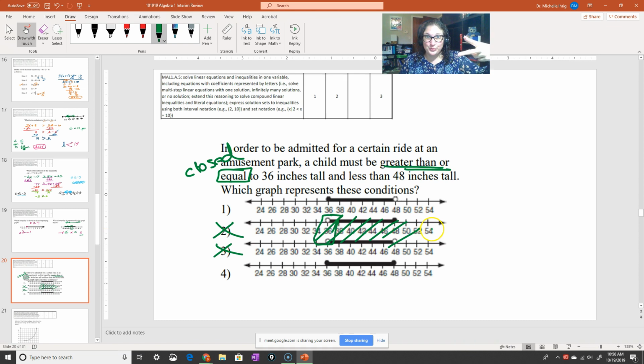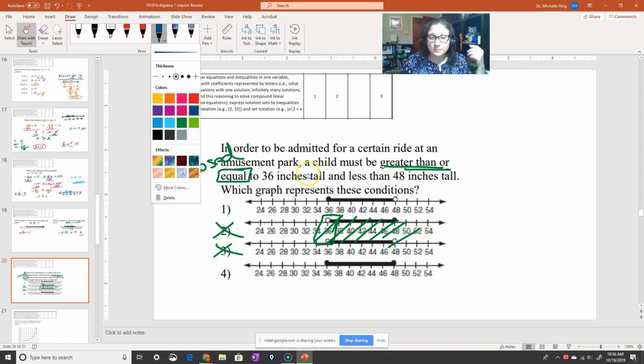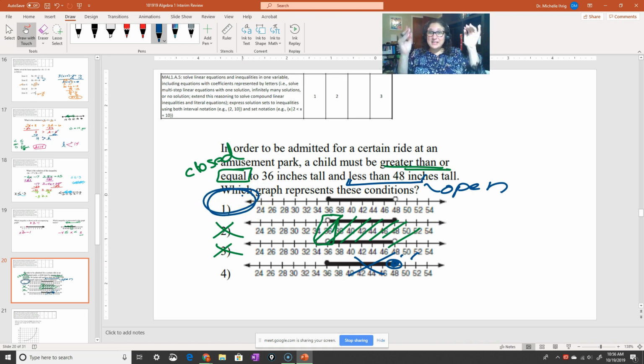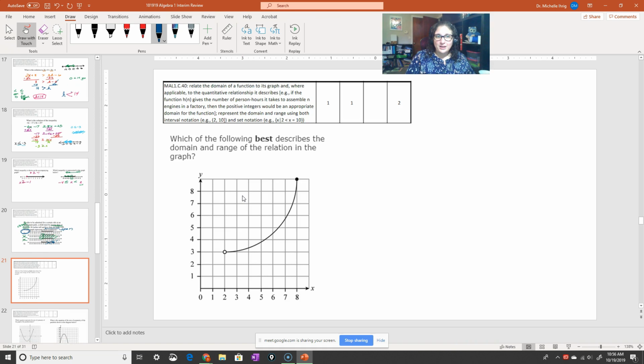Now I'm only between 2. Then it says it's got to be greater than or equal and less than 48. It doesn't say or equal, it just says less than. So I know my 48 has got to be open. So this is closed, so I know it can't be this one. So I'm left with choice 1. So again, if it's equal, it's filled in and closed. If it's not equal, if it just says less than, then we keep it a big open shape, domain and range.